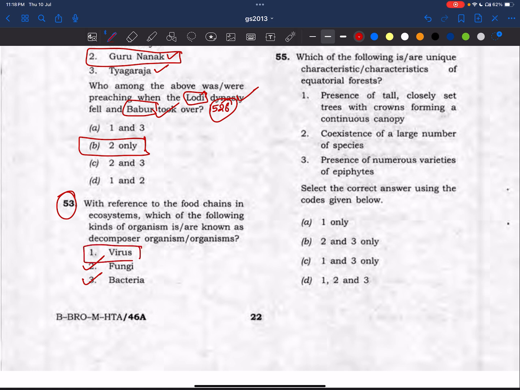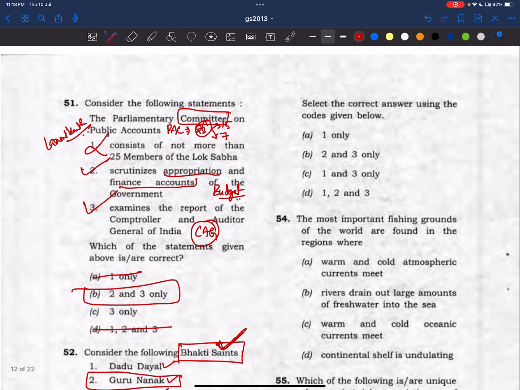But see, a virus is a non-living thing when it is outside the host or any living organism. When it is present in the environment independently, it is a non-living thing. It survives when it enters the host. So definitely this is not a decomposer. So the answer is 2 and 3.